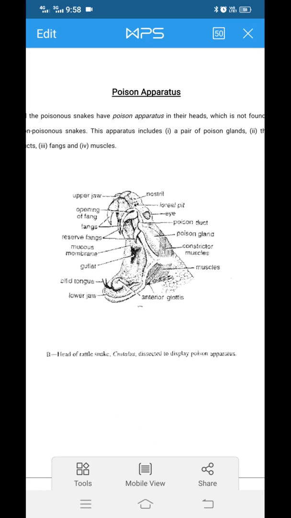Most of the snake venoms consist of both the neurotoxic and hemotoxic factors, but in general, the venom of vipers acts principally on the vascular system, therefore, it is hemotoxic, whereas the venom of cobras acts upon the nervous system, therefore, it is neurotoxic in nature.